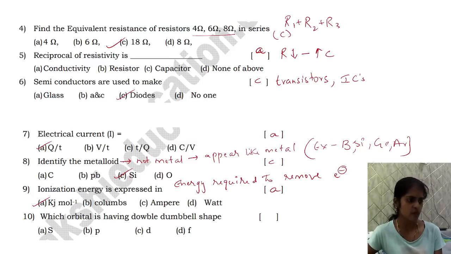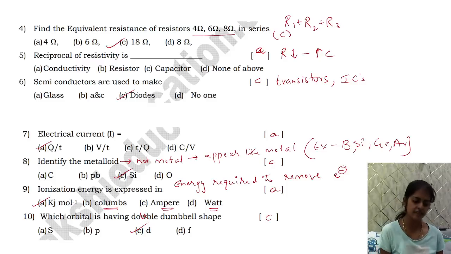Next one, which orbital? So what are these units then? Coulomb is the unit of charge, ampere is the unit of current, and what? Voltage. Which orbital is having double dumbbell shape? D orbital will have double dumbbell shape. P will have dumbbell. S is spherical in shape.